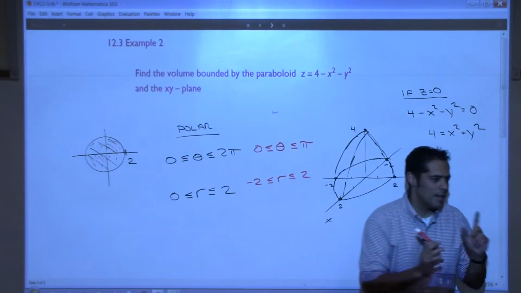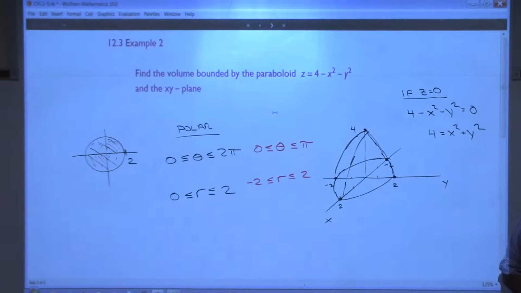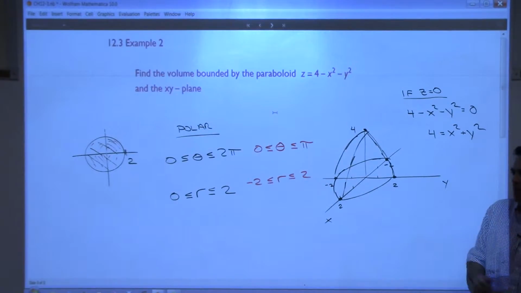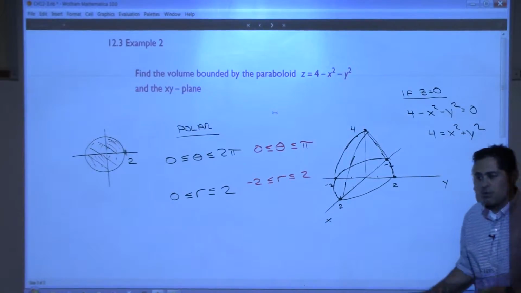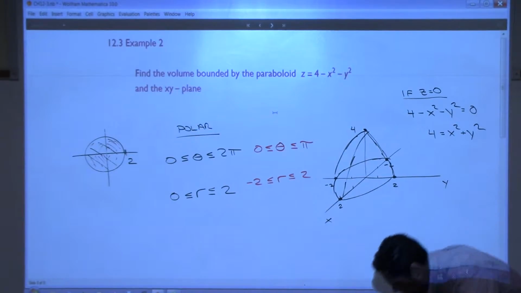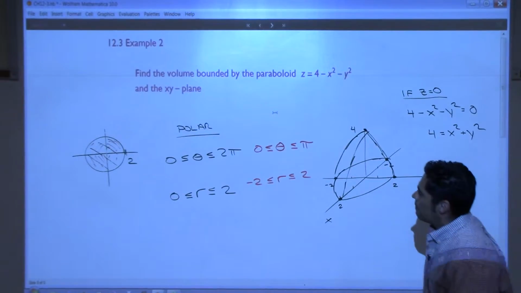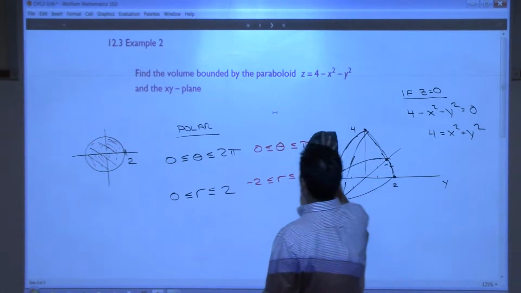Normally we don't like our radius to be negative though, right? The radius is like how far out you walk, but there's nothing restricting us from making our r negative. Now normally we don't do that, but it can be done. You can still work it out the same way. All right, we've got our region.